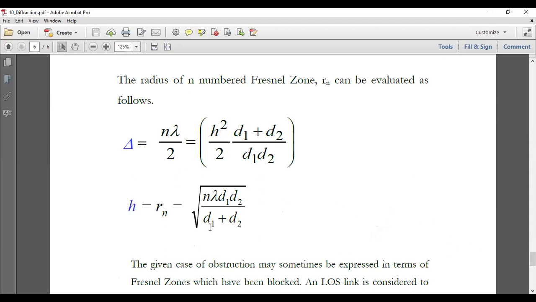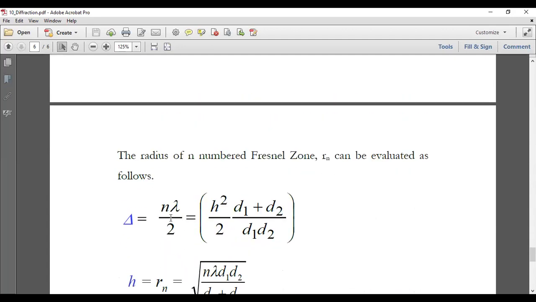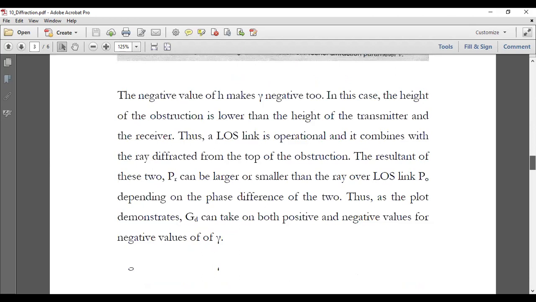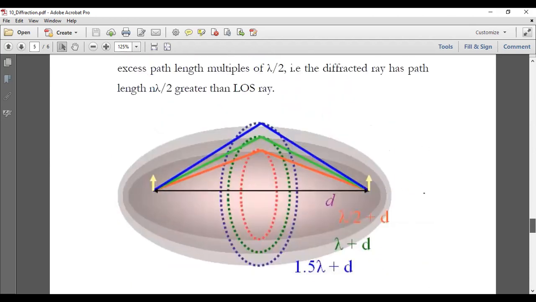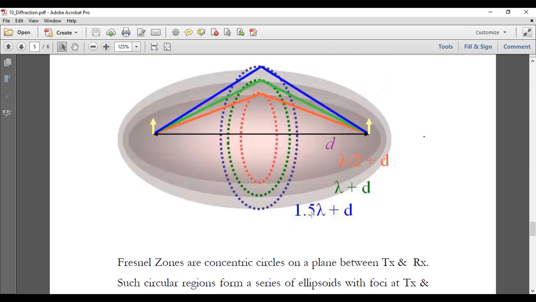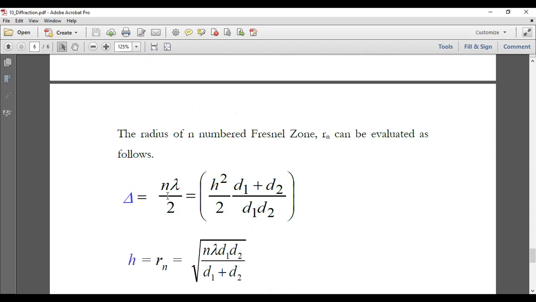Here also we can have some identity. The path difference, we know, has this expression. But here the path difference applies to the Fresnel zone case, for the first and the second. They are just numbered, so n gives you the number. n equals 1 means the first Fresnel zone, n equals 2 the second Fresnel zone. For the first Fresnel zone, the path difference is lambda by 2. So the path difference is always n times lambda by 2, the number of the Fresnel zone times lambda by 2.